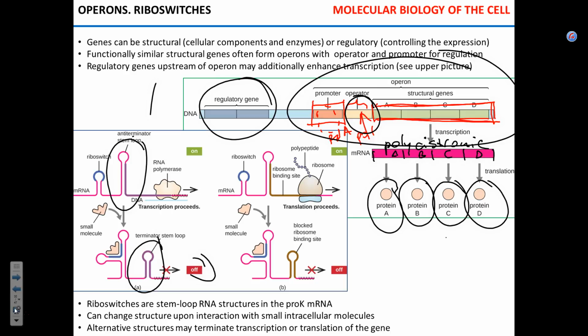Same goes for the translation. You can have a riboswitch for the translation. Okay? So when a molecule binds to the riboswitch, the RNA structure changes so that the binding site for the ribosome becomes structurally blocked. Ribosome cannot bind to mRNA, and there is no translation. That make sense?